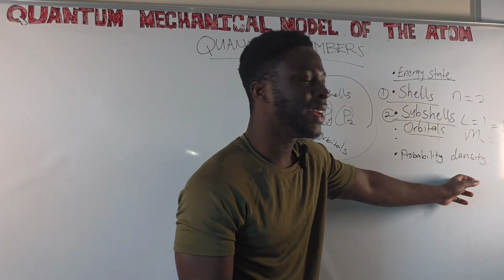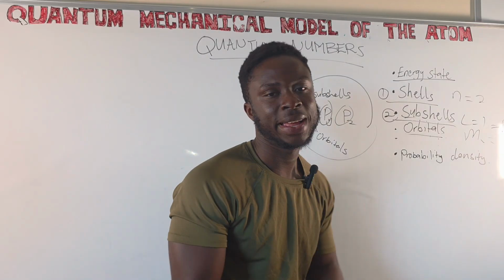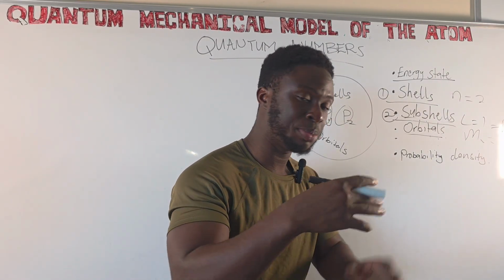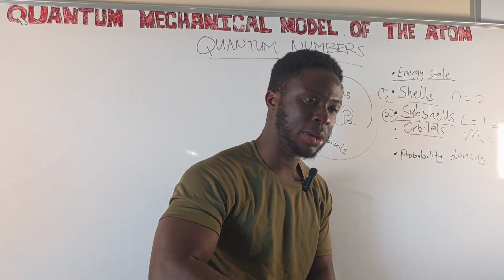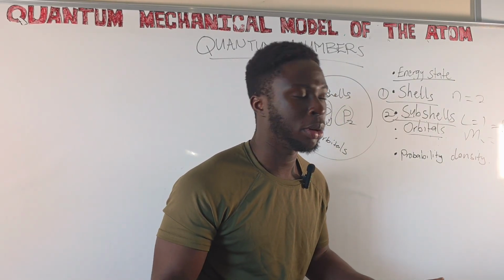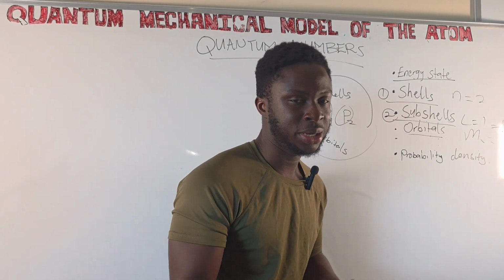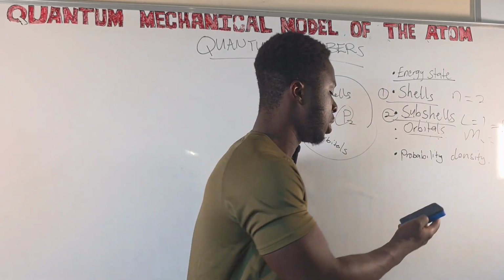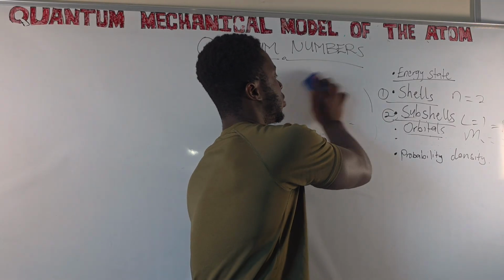And the probability density. When we talk about the probability density of an electron, it is the chance of finding an electron in a space or in a region. So the probability density is the chance or the probability of finding an electron in a specific region. If we give you the probability density of a specific region, that is the probability by which, if we go to that region, we're going to find an electron. So those are the things that I wanted to clarify before we move on to the main aspect for today. So I will get rid of this real quick.